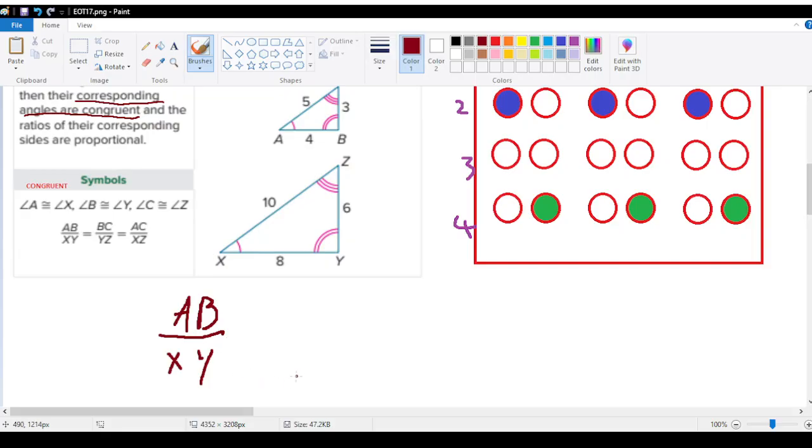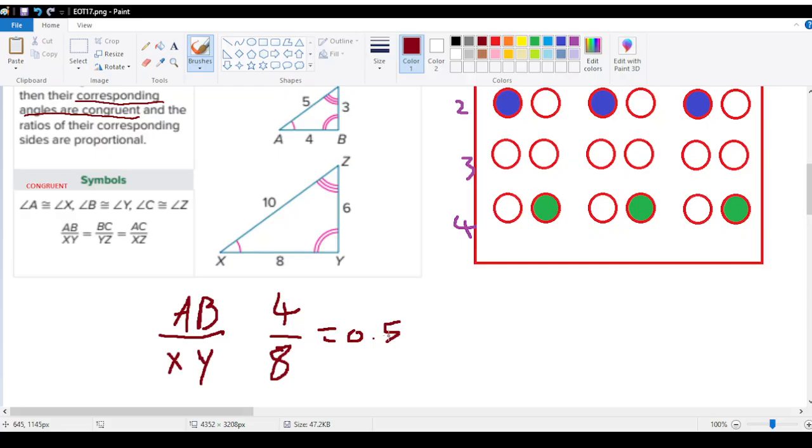Anyway, we are going to divide these two lengths. So we are going to say AB. How much is AB? How much is the length of AB? 4. And how much is XY? What's the length of XY? 8. Okay. 4 divided by 8, how much? It's going to be 0.5, I think, right?